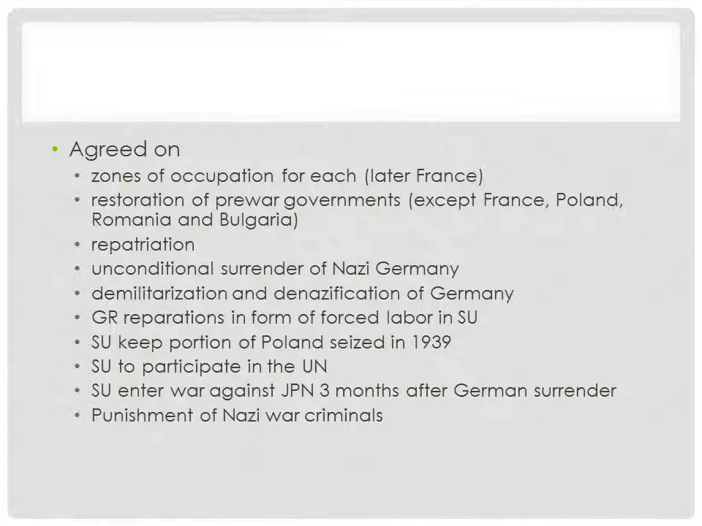And then, of course, they also agreed that there would be punishment of the Nazi war criminals. And they agreed that they would occupy these liberated states while they set up democratic governments. And so this was really, really vague. There was no real explanation about what this occupation was going to be like, nor what this democratic state thing was going to be like.